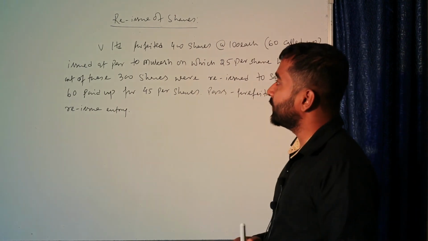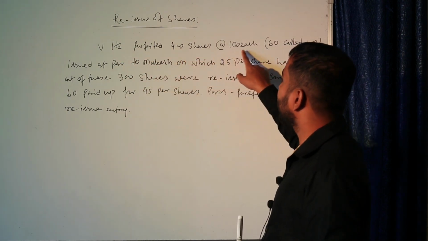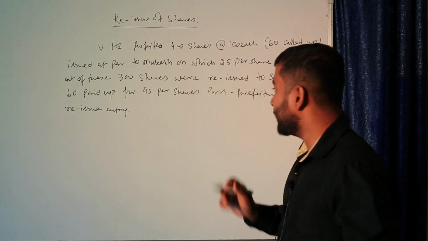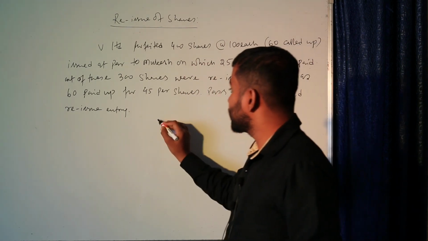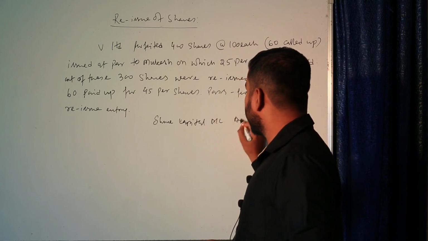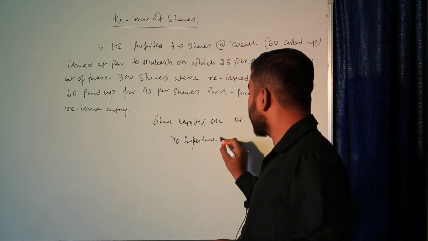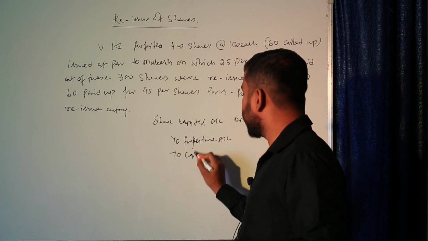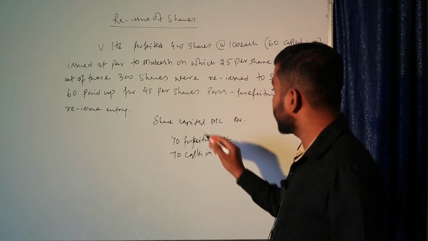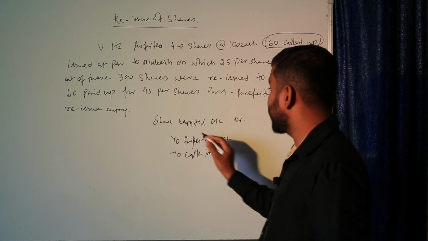So let's see how to deal with that. First of all, the company forfeited 400 shares of 100 rupees each, 60 called up. This entry we have seen before also. Again I am making that forfeiture account first. So share capital account debit to forfeiture account and to call arrears account. Now check the share capital account debit. How much is called up, that much was already sent to share capital. So only that much money we should write here.